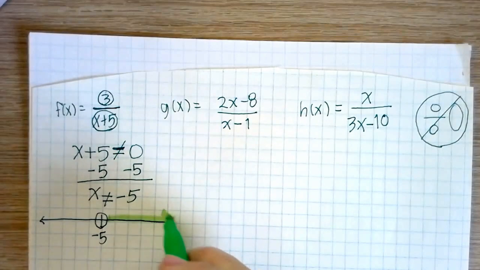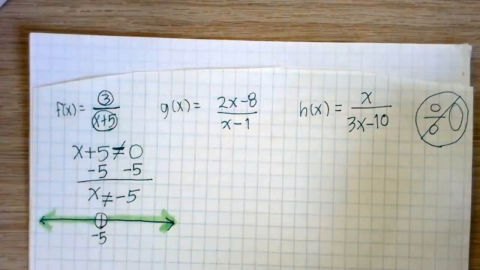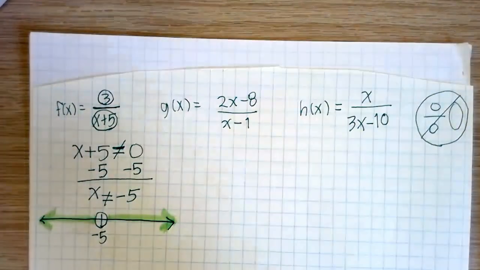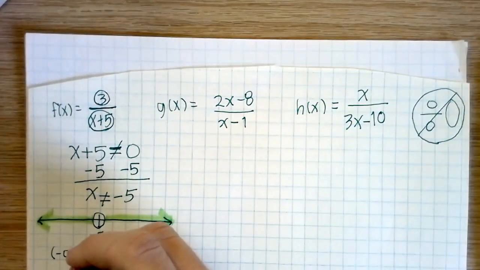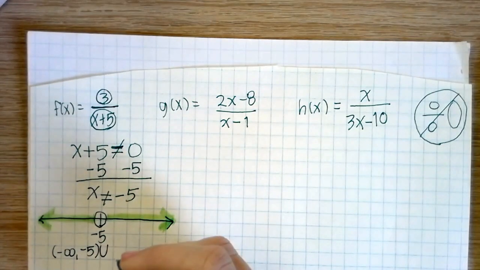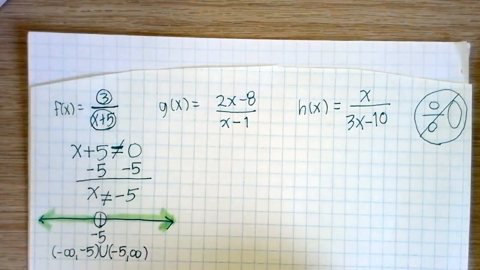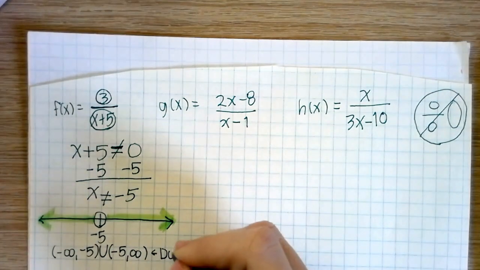Everything bigger than negative 5 and everything smaller. Negative infinity to negative 5 in parentheses because it's not included. Then union. Beautiful. Best thing I ever saw in my life. That is the domain. Is it clicking a little bit?